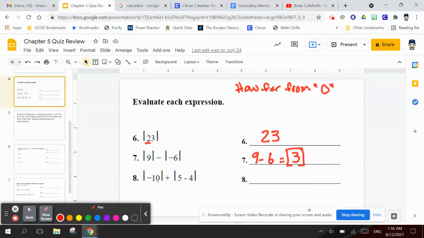How about number 8? Absolute value of -10 plus the absolute value of 5 minus 4. Well, absolute value of -10 is 10 spaces away from 0. Absolute value of 5 minus 4, what's 5 minus 4? That's 1. So how far away is 1 from 0? 1. So 10 plus 1 is 11.